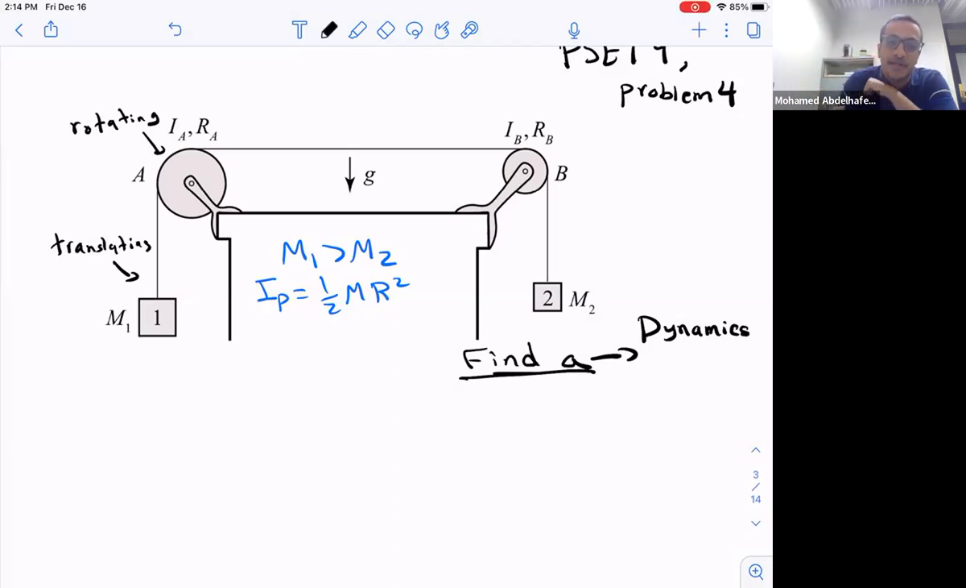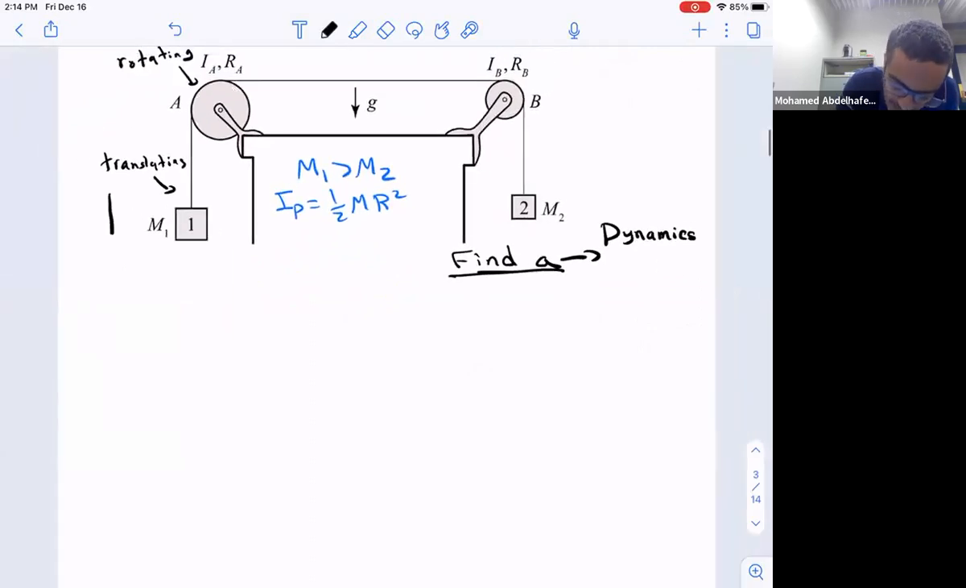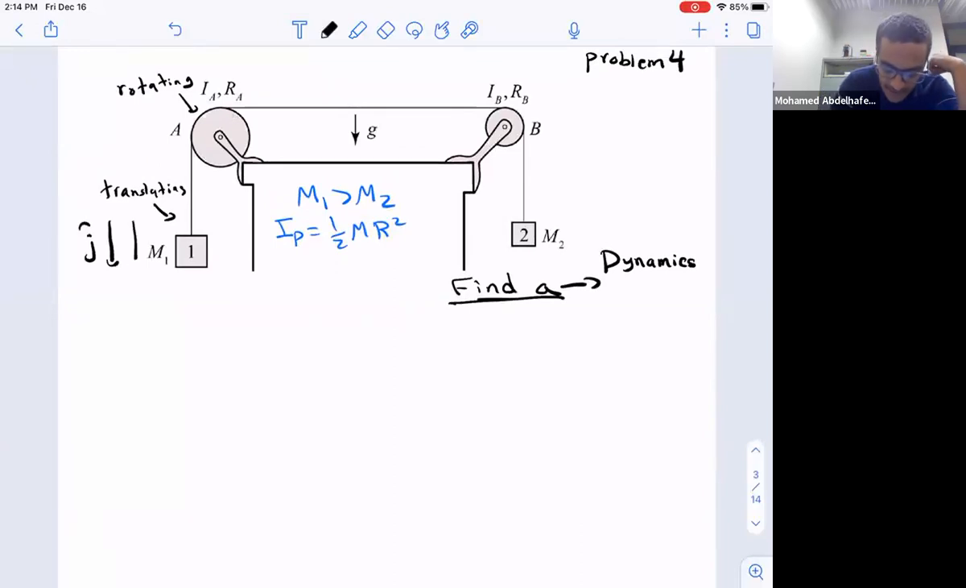I know that object 1 is going down. The question is telling me M1 is bigger than M2, so M1 is going down. So for object number 1, I'm going to choose the J hat to be down. Why? Because the acceleration is down. So for pulley problems, my advice is to match the acceleration to the coordinate system. If object one is going down, I'm going to choose j hat down. But object two is going to move up, so I'm going to choose j hat up, and this is fine. It's fine that every object has its own coordinate system. Okay, so as object two is accelerating up, the j hat is up there.